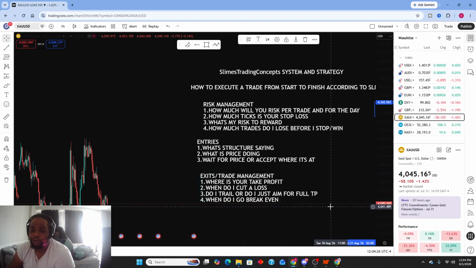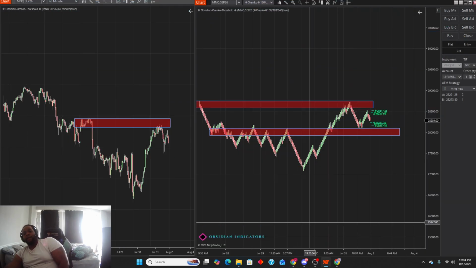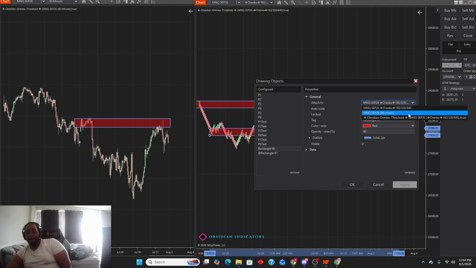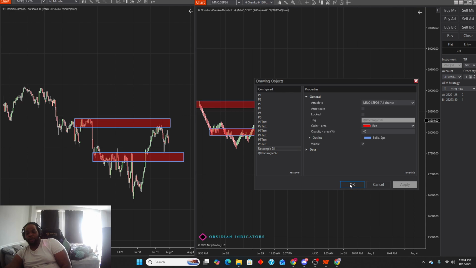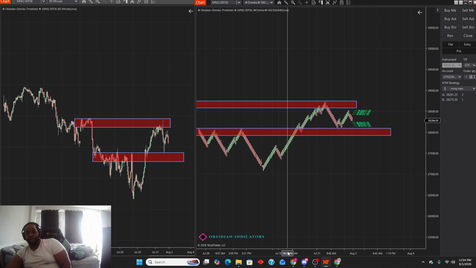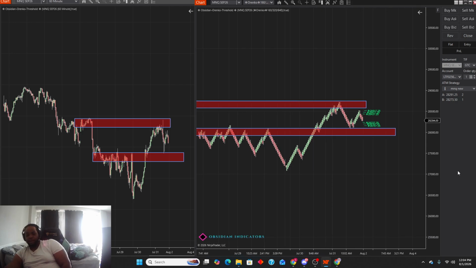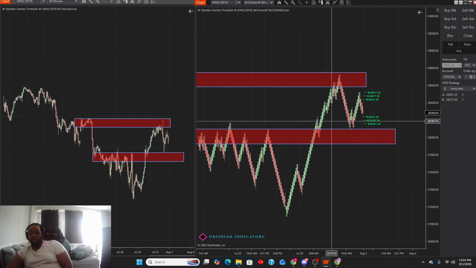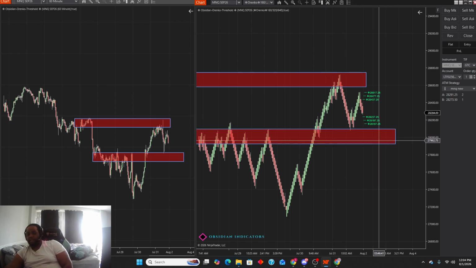What's next? Exits and trade management. Where's your take profits? Okay, so once we find what market structure is, you can clearly tell where you would like to get in and get out, right? Okay. So if you were to take a sell in this area, obviously you would like to get out in this area because you see price beginning to do some craziness, right?